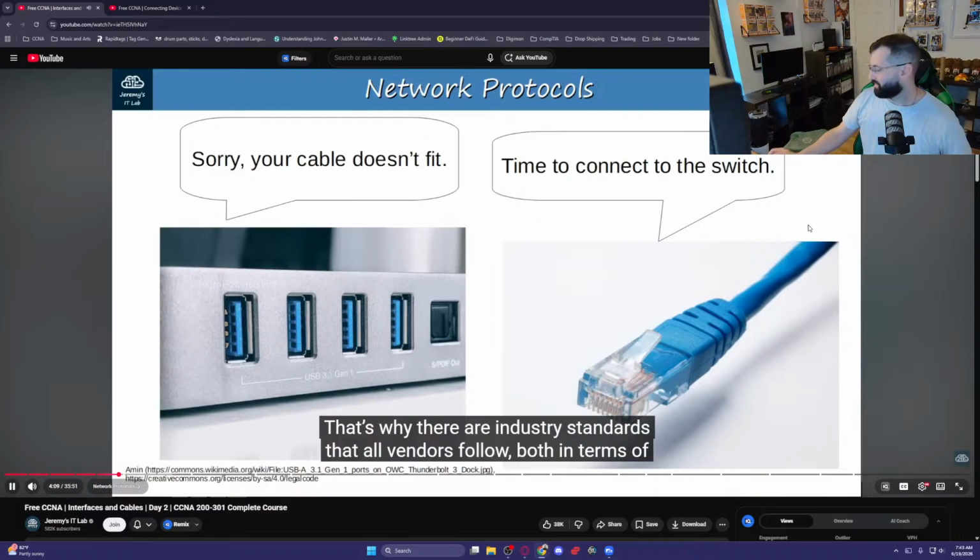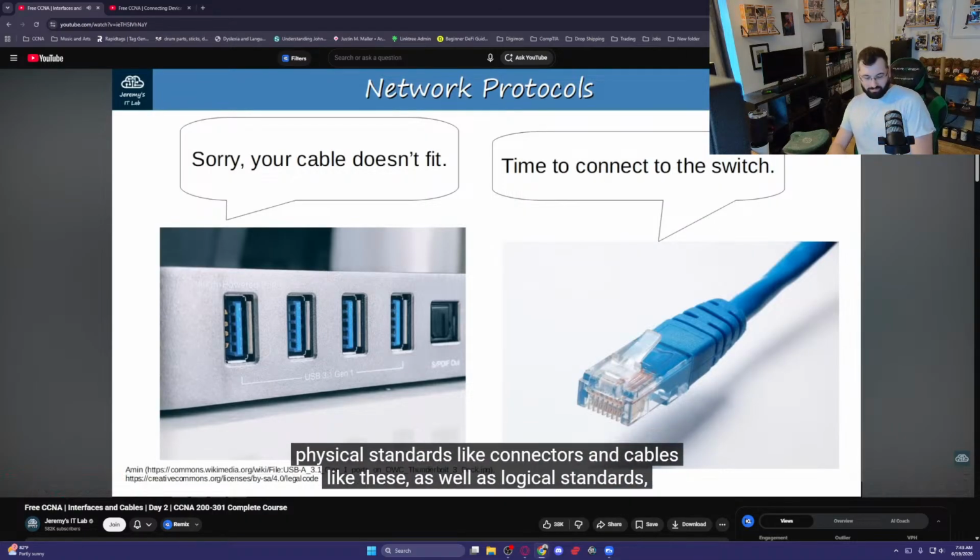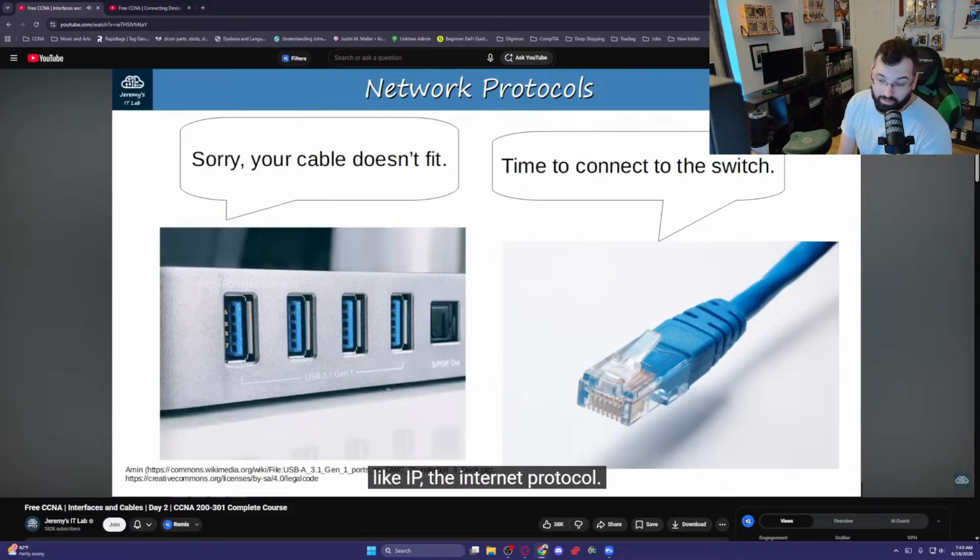There are industry standards that all vendors follow, both in terms of physical standards like connectors and cables, as well as logical standards like IP. USB was a really big deal, too.